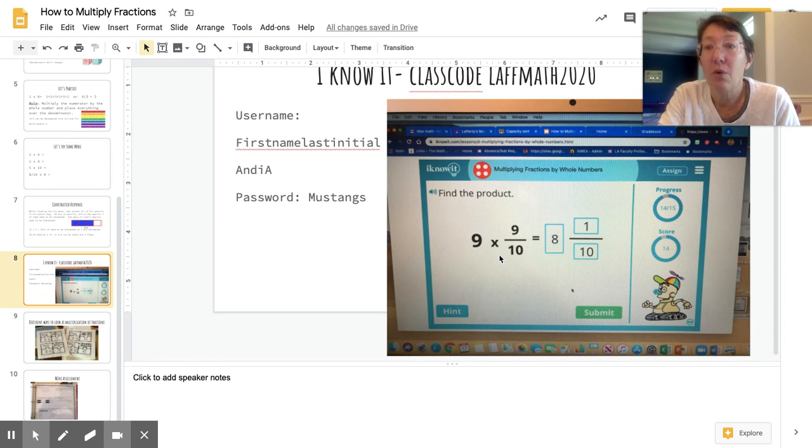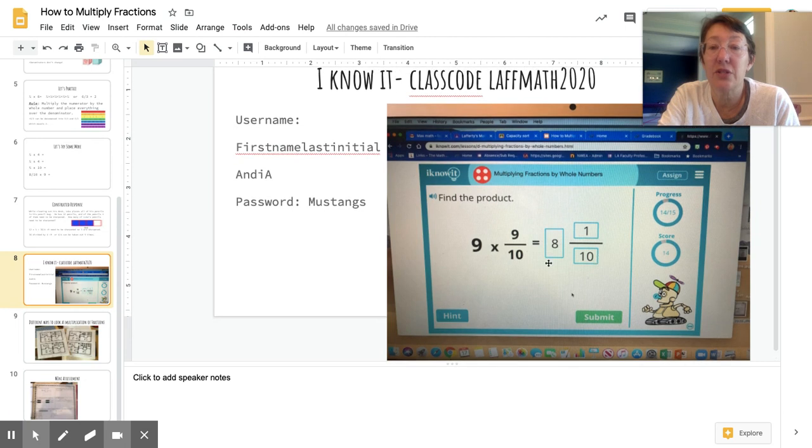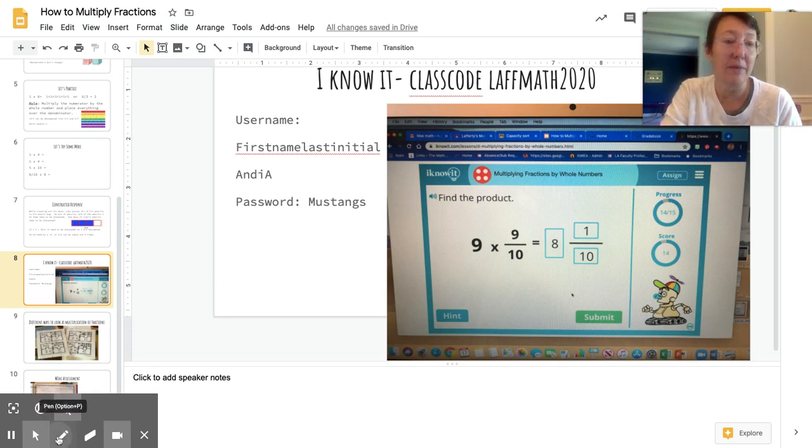But this week, one of your assignments will be to finish the I Know It on multiplying whole numbers by mixed numbers. So I wanted to go over it. Here's a screenshot. I did it. So I think that you can do it. Some of them are super easy, and some you have to figure out. You can't just type in anything. So if you follow my rule on this one, I'm going to get my pen back out.